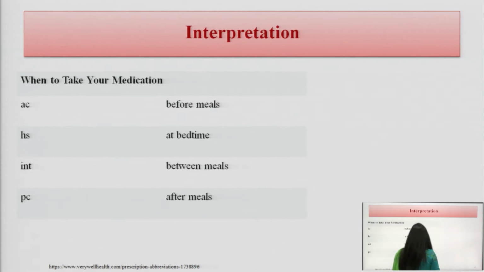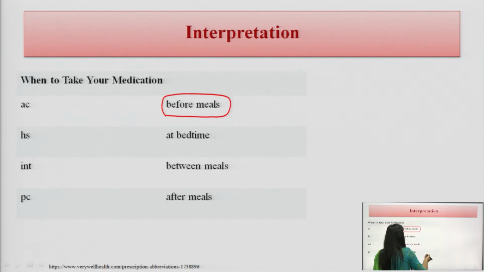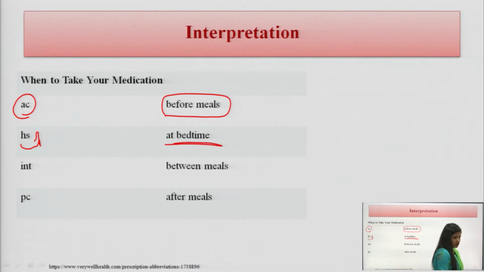Similarly, there are other abbreviations. AC means before; if any formulation or drug is taken before food, it's written like AC. HS is hora somni, meaning at bedtime, taken at night when a person is going to bed. So like this, there are other interpretations also.